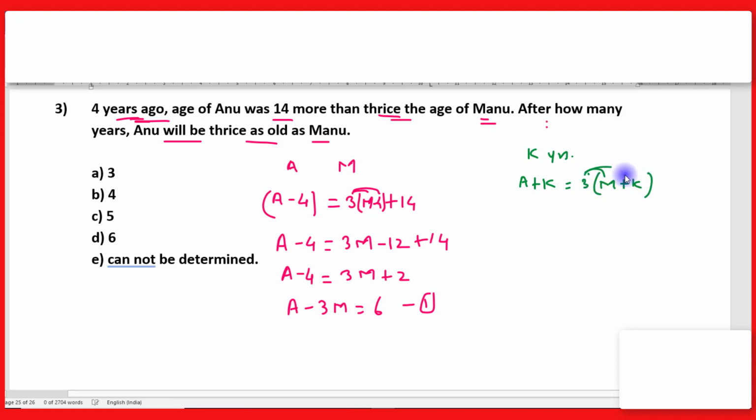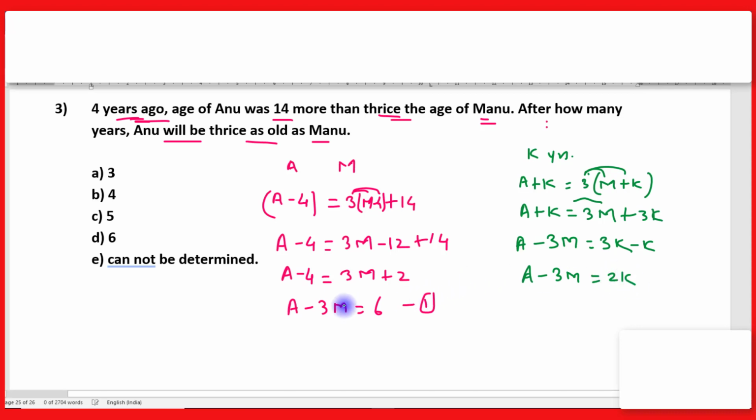Now multiply inside the bracket, so it will be A plus K, which is equal to 3M plus 3K. Take 3M to the other side, so it will be A minus 3M, which is equal to 3K. Take K to the other side, it will be minus K, that is 2K. So A minus 3M is equal to 2K.